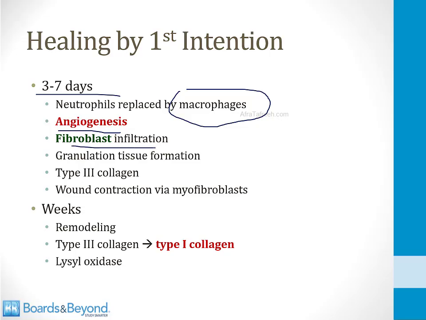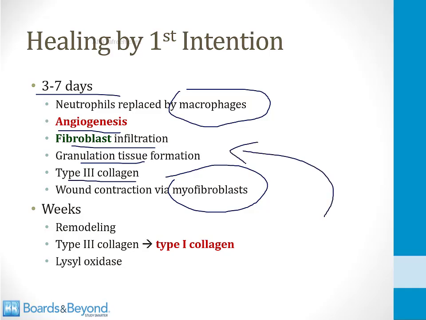Fibroblasts will infiltrate the wound. This is when granulation tissue will form, including the presence of type 3 collagen, and this is when the wound will contract via the function of myofibroblasts. So even though I told you before that epithelial regeneration is the major process in healing by first intention, these other processes are also going on as well, just as they are in all types of scar formation. And then finally, after several weeks, this is when remodeling will occur. Type 3 collagen will be replaced by type 1 collagen, and lysyl oxidase will cross-link collagen.